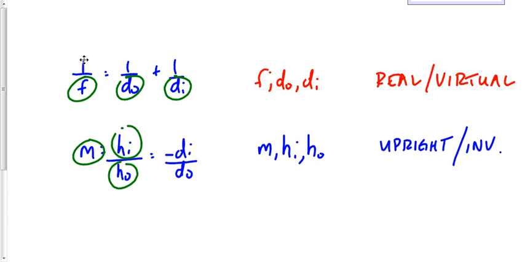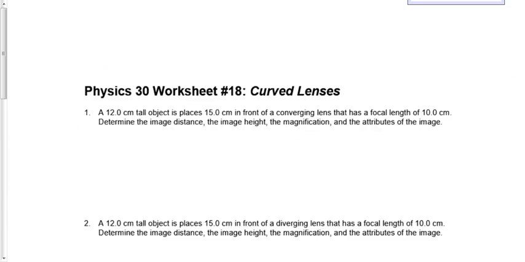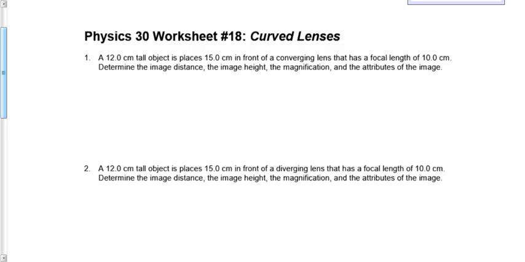Let's take a look at our 4 questions for homework that we had. Worksheet number 18 on curved lenses here. We'll go through all 4 of these questions, starting with question number 1. It says a 12 centimeter tall object. What variable are we given here? That's HO, right? We're going to say HO is 12.0 centimeters.